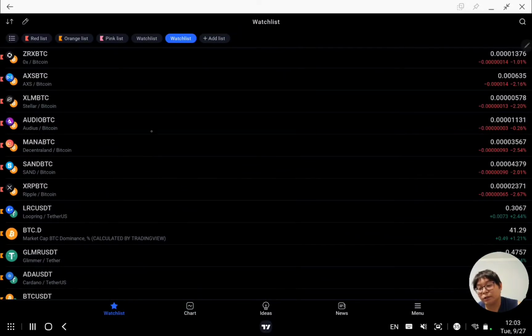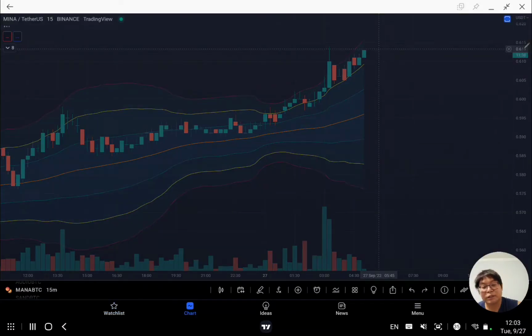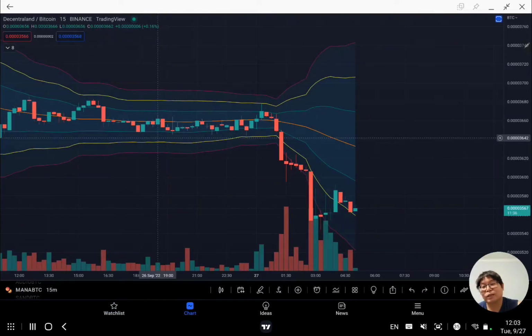Okay, let's see Mana, right? Let's see what Mana's doing. That is actually against Bitcoin. So here's what it is. The altcoin is not moving as fast as Bitcoin, but everything is going up. This is the reason why this is down, because this is against Bitcoin.